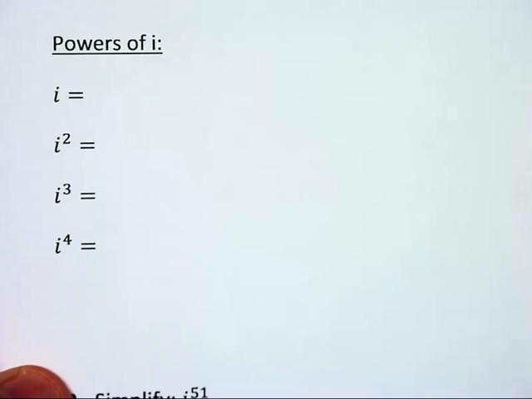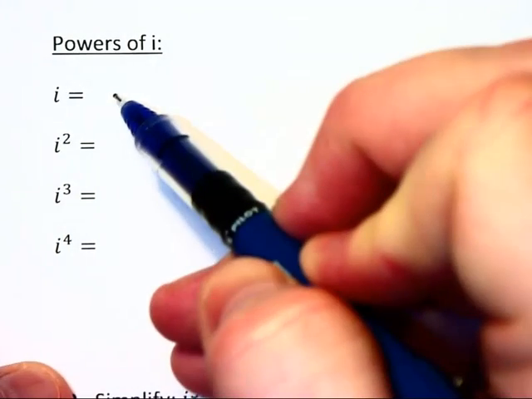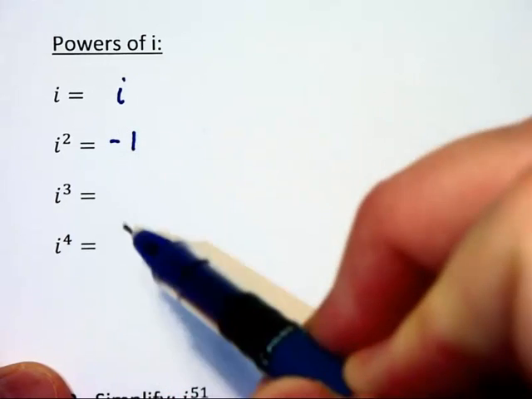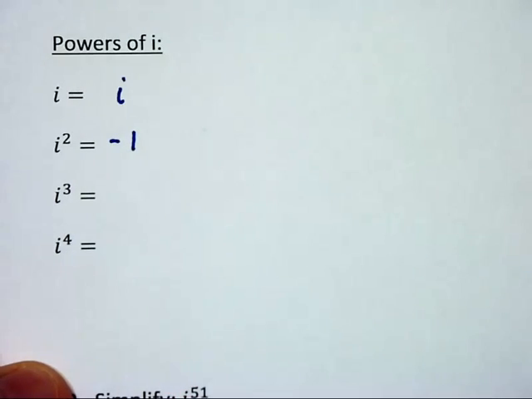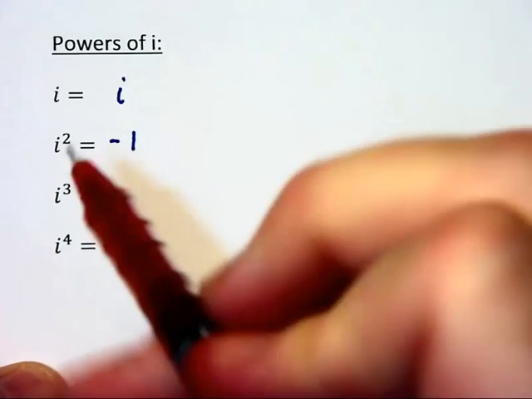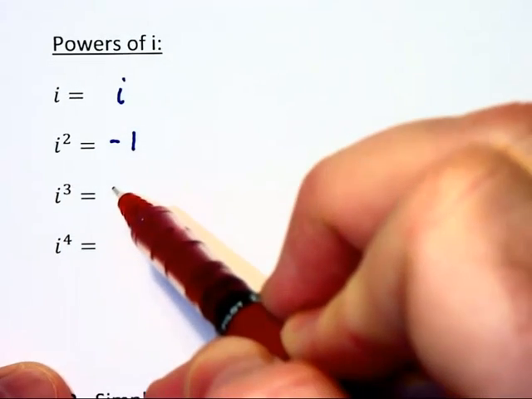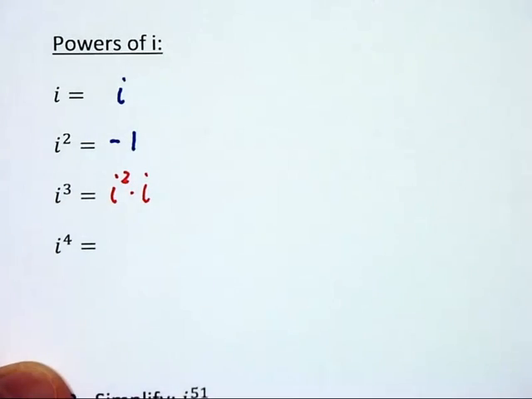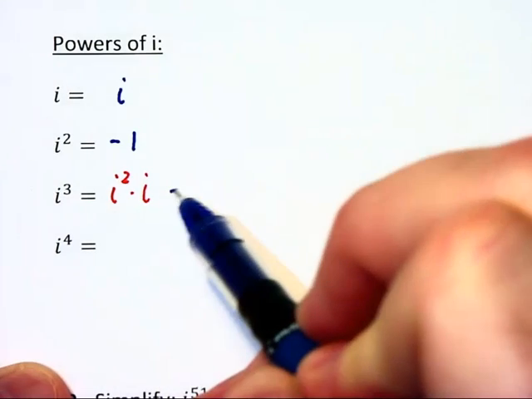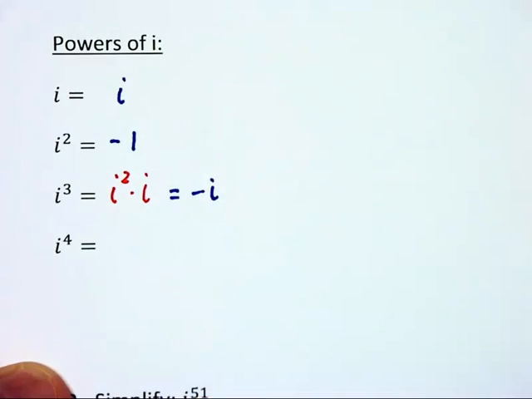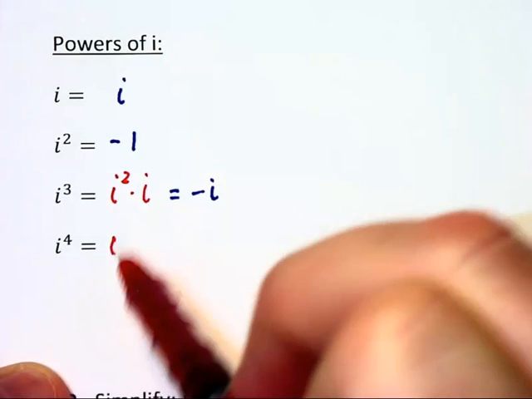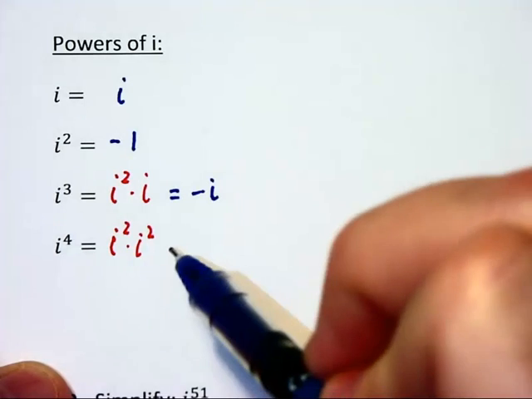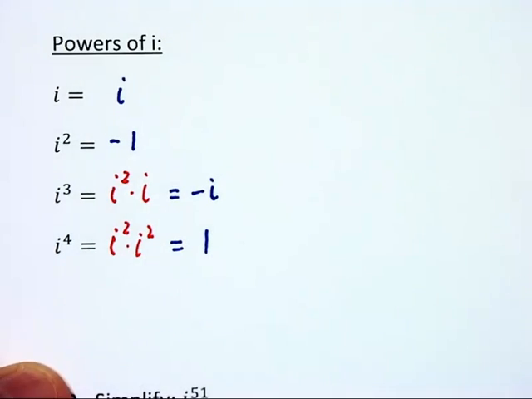Now let's look at the powers of i. Whenever we see i, we're going to leave it as i. Anytime we see i squared, we're going to turn it into negative 1. i to the third, however, is going to turn into negative i. Now let's take a look why. i to the third is i squared times i. i squared is negative 1, so negative 1 times i is going to give us negative i. i to the fourth can be thought of as i squared times i squared, which is negative 1 times negative 1, which is equal to positive 1.